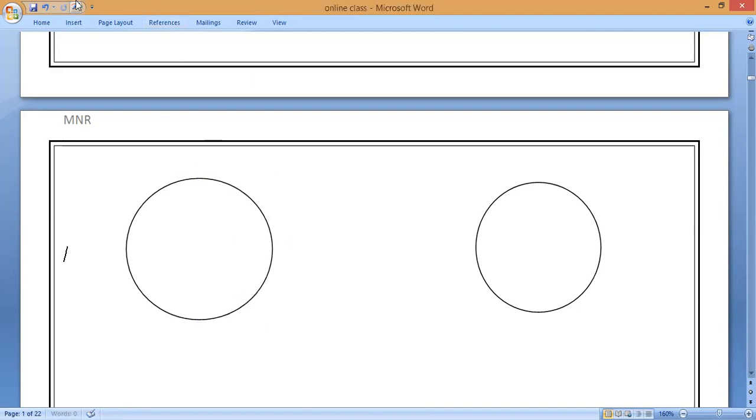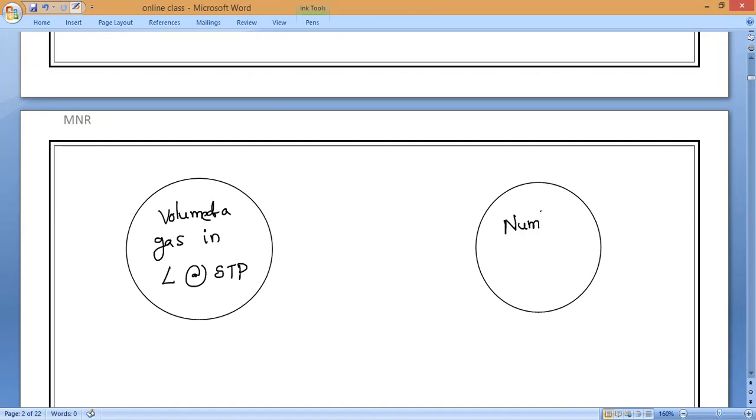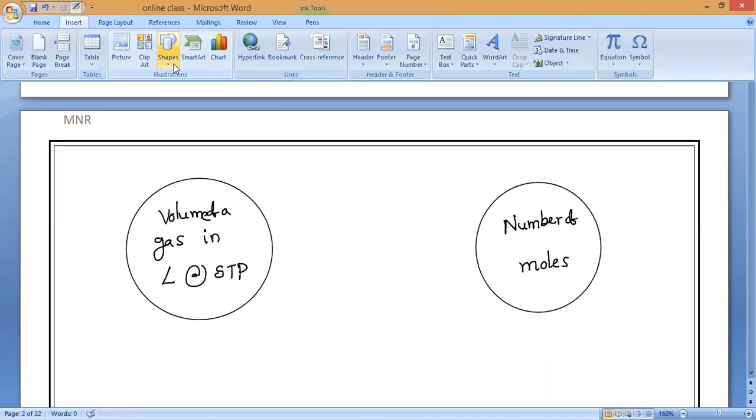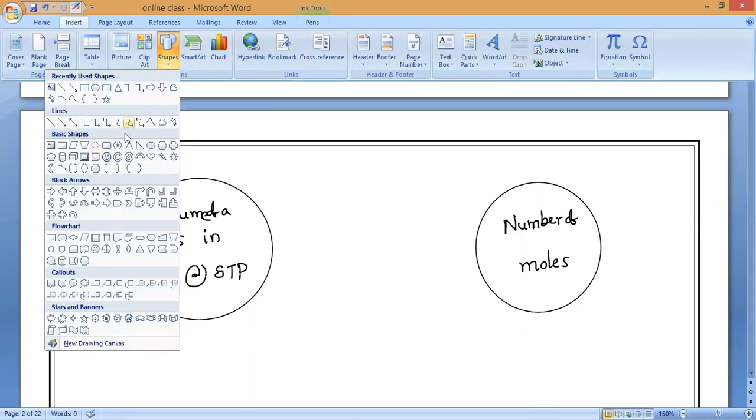Now you can see all of you. One thing, you take it as the volume of a gas in liters. At where, guys? At STP. Next, number of moles. Now, if you want to find the conversion of number of moles into this one, we have to convert it like this.